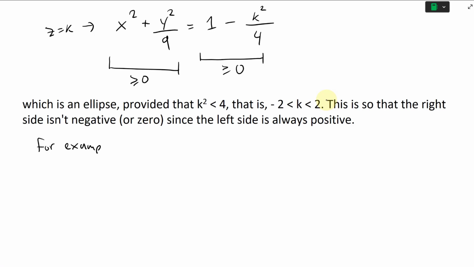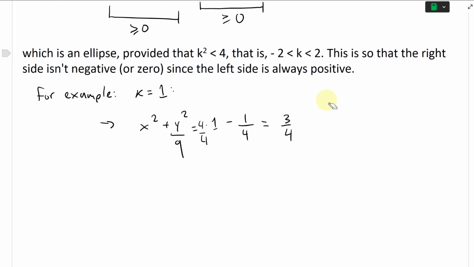I'll just do an example right here. Let's say we have k is equal to 1. So if we have k equals 1, we're going to get x squared plus y squared over 9 equals 1 minus, and then we'll have k squared as 1. 1 squared is just 1 divided by 4. This equals 4 minus 1, which is 3 over 4.